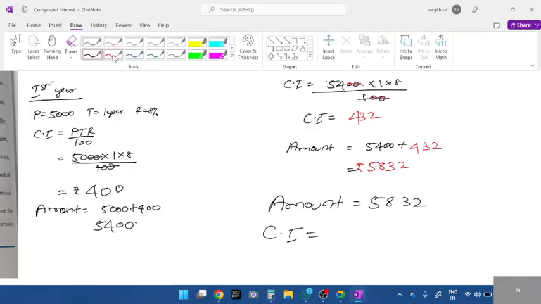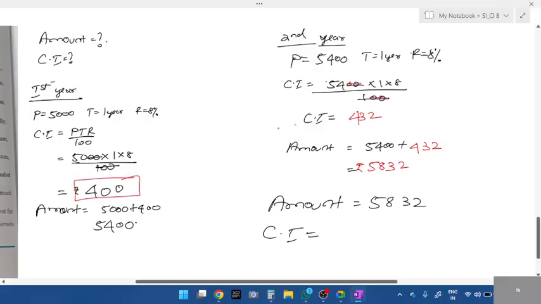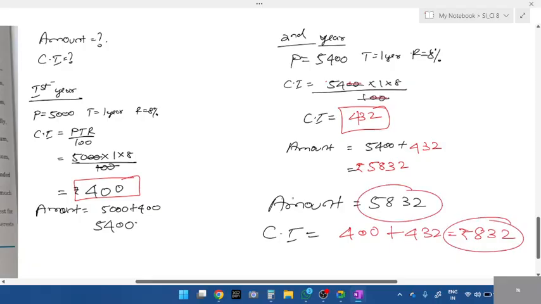Tell me those two compound interests. 400 plus, for first year 400, for second year 432. What's the answer? 832. These are the two answers. First answer, second answer. 3 marks question. You'll definitely get one question from compound interest in the final exam.